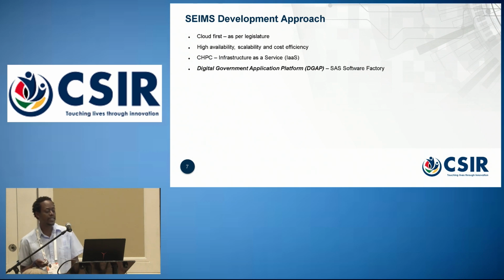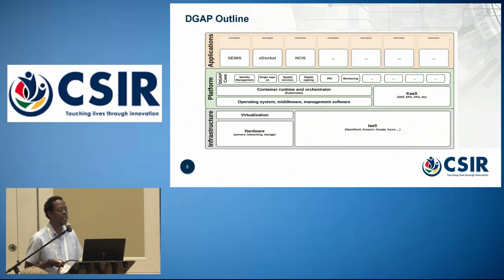An internal software factory called the Digital Government Application Platform, DGAP, was used by the SaaS group in order to implement SIMS. This factory is a huge application. We have a number of other applications other than SIMS which we have put on the platform.